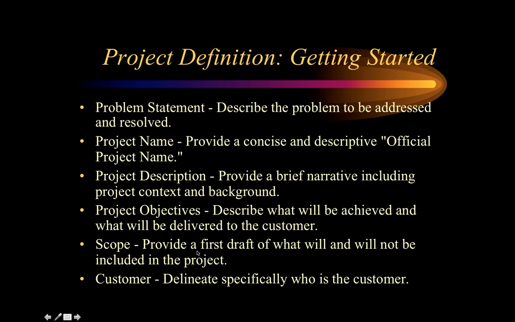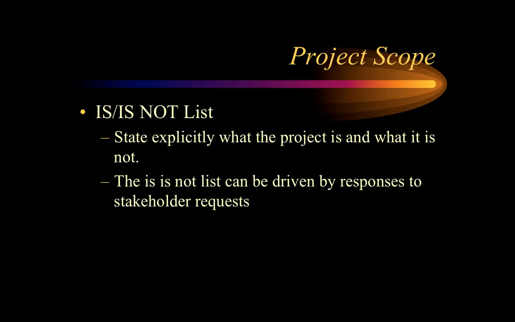Scope. A first draft of what will and will not be included in the project. Scope is so crucial, but very rarely does a project actually end with the scope that it started off with. So hence the scope changes that we must be able to manage and plan for. And then the customer: the definition delineates specifically who is the customer. You must know who that person is.